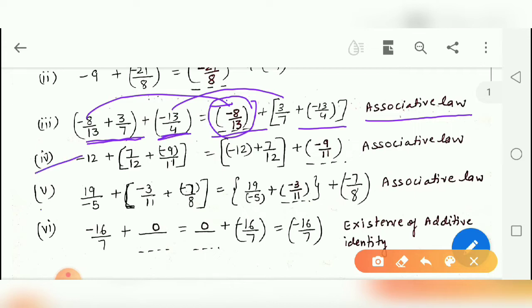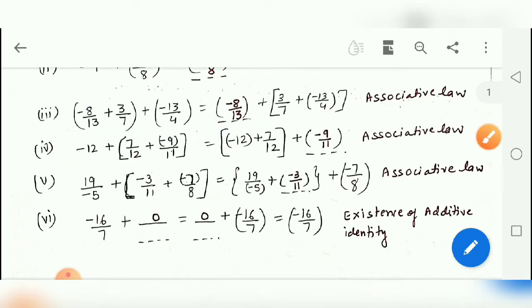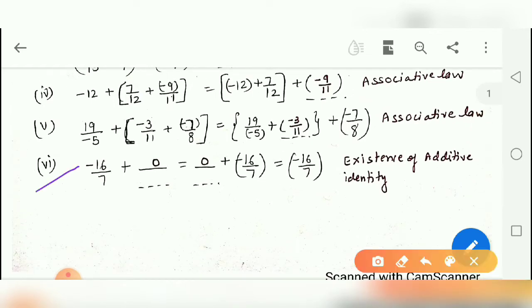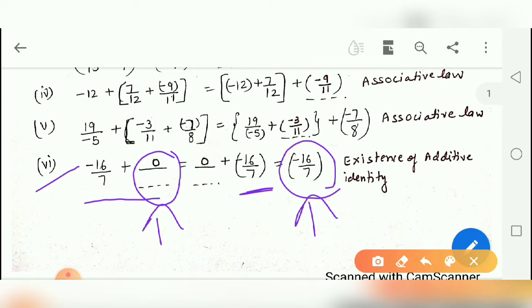Similarly, we have done the fourth part and fifth part by using the associative law and we have filled up these two fill-ups. Now what happened in the sixth part? Here on left hand side, one fill in the blank is given, negative 16 upon 7 plus dash. On right hand side, dash plus negative 16 upon 7. And then answer is coming out to be same, negative 16 upon 7. So, we have to think which number we should add here so that the answer will remain same.